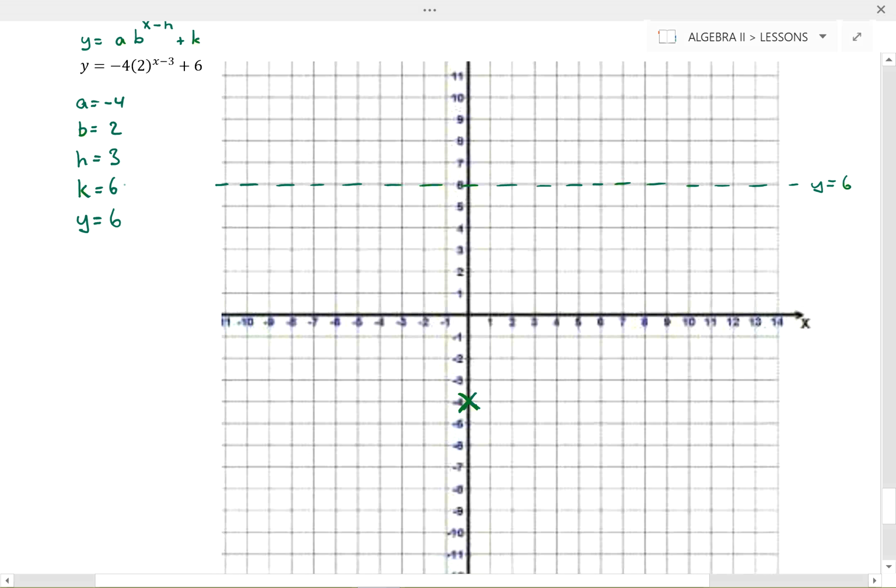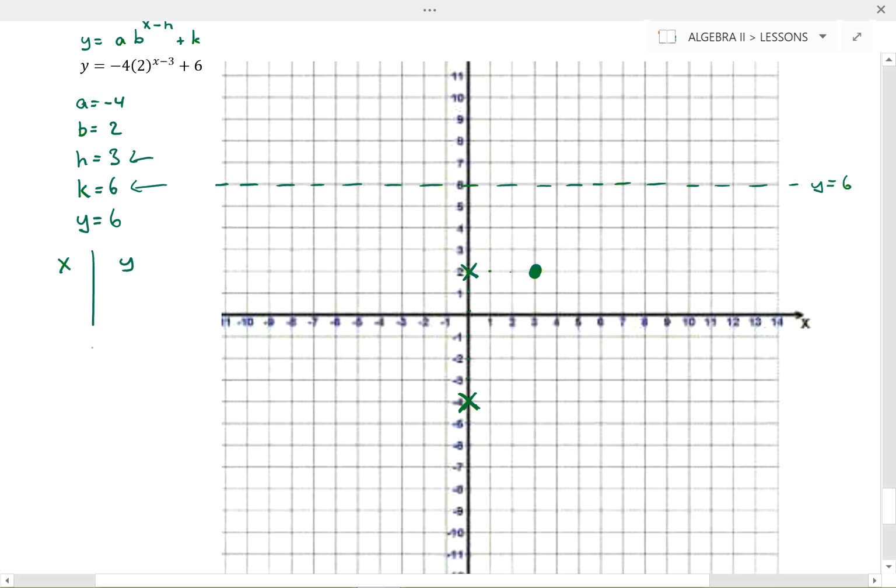My vertical shift is k, and that's 6. So I'm going to go up 1, 2, 3, 4, 5, and 6. So again, instead of 4 under the x-axis, I'm 4 underneath my horizontal asymptote. But I also have a horizontal shift of h equals 3. So from here, I'm going to go over 3, and that's the point at which my graph exists, which looks like it's at (3, 2).